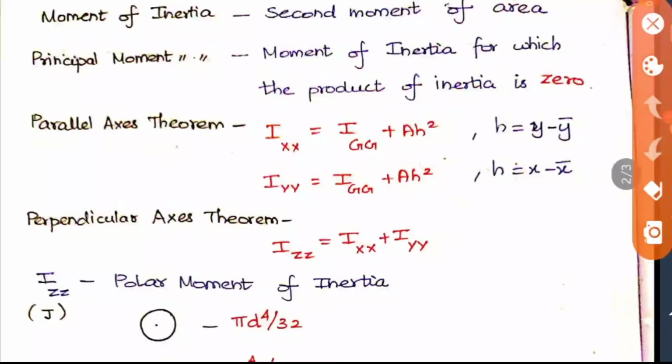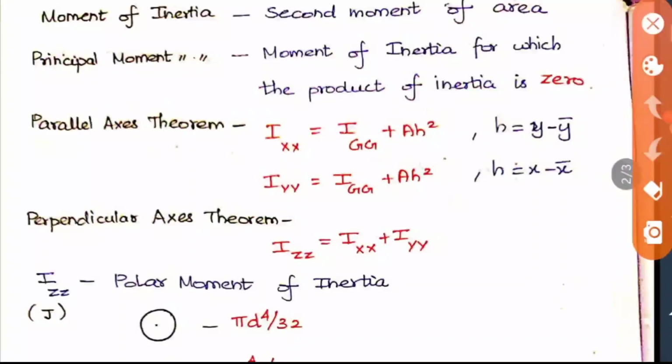And then comes the moment of inertia. Moment of inertia is generally described as the resistance that a body offers against its rotation. That is generally called the moment of inertia. You can also call it the second moment of area, whereas the section modulus will be called the first moment of area.